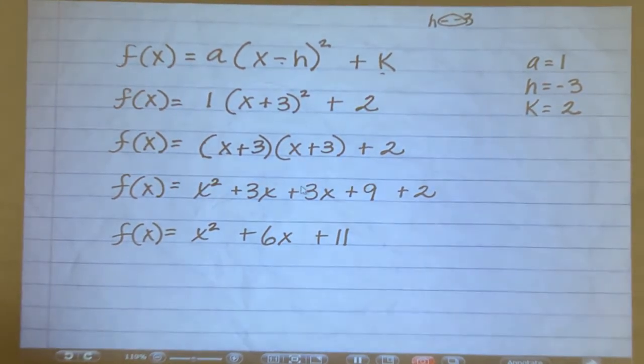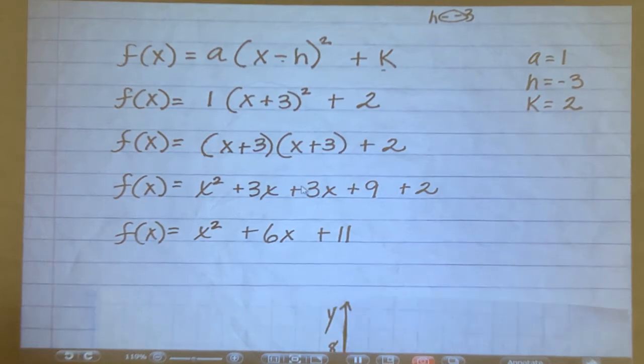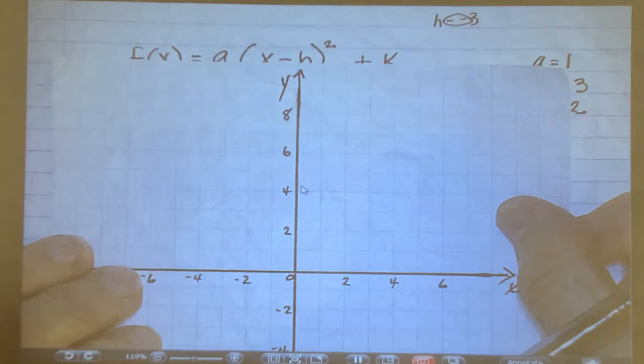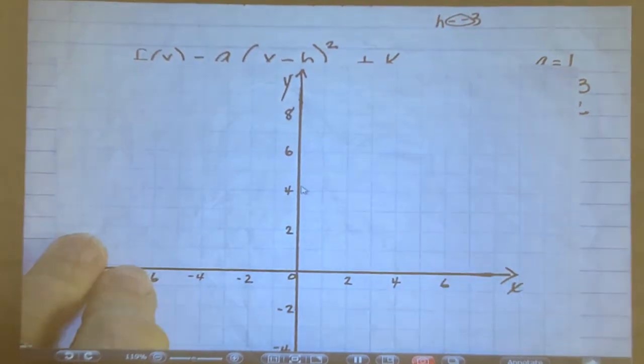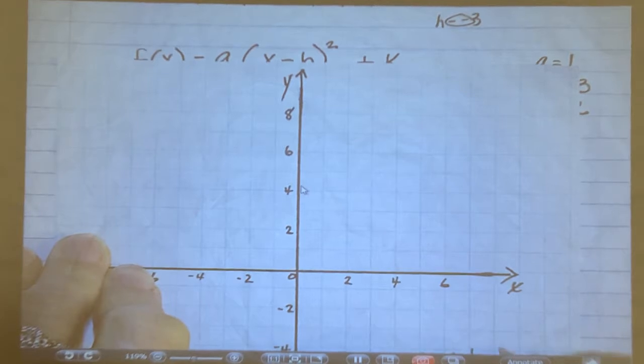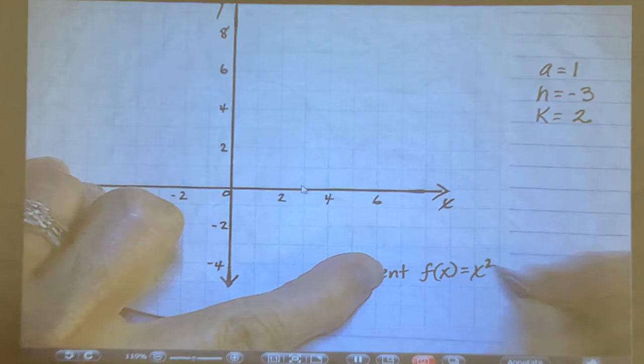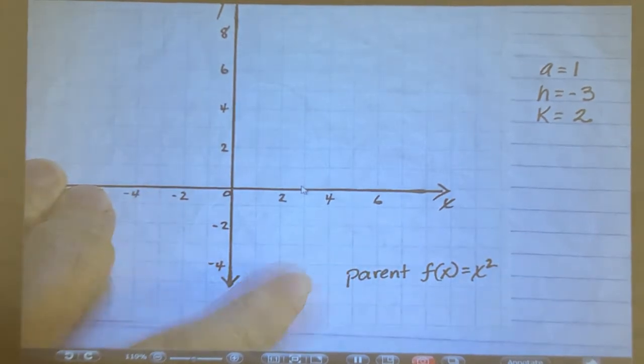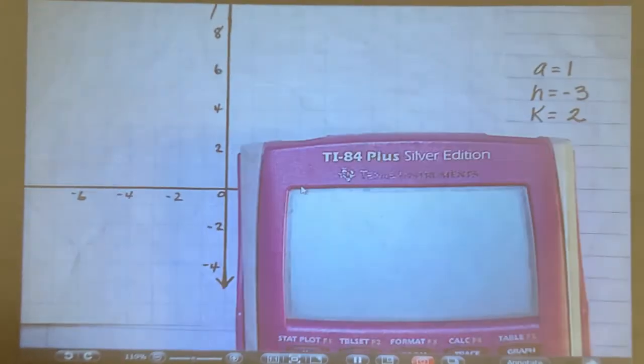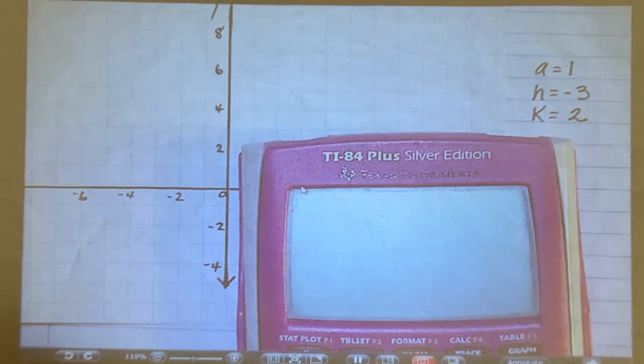Now, all this is going to become a whole lot clearer if you can see it in a graph formation. And so one of the first things I want to do on this little graph is graph just the parent function. The parent function, if you'll remember, is f of x equals x squared. That's the parent function. If you looked at the lesson before, that was it.